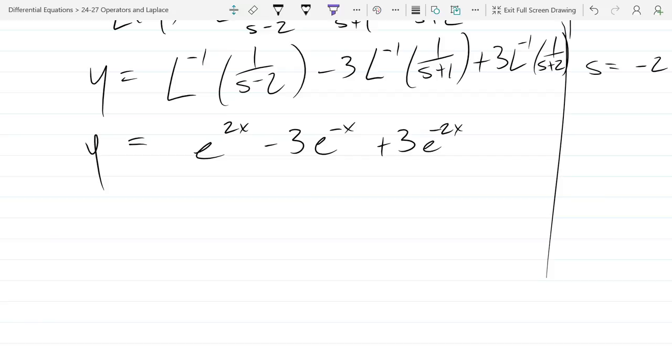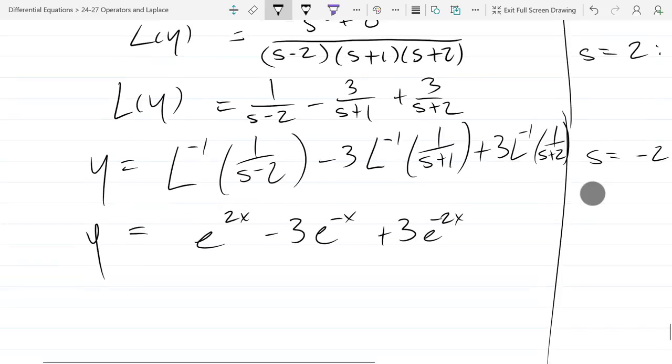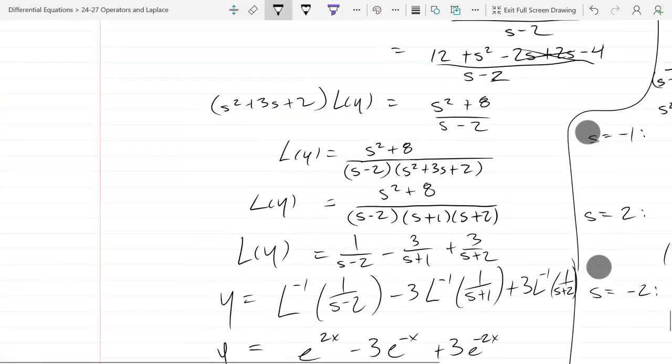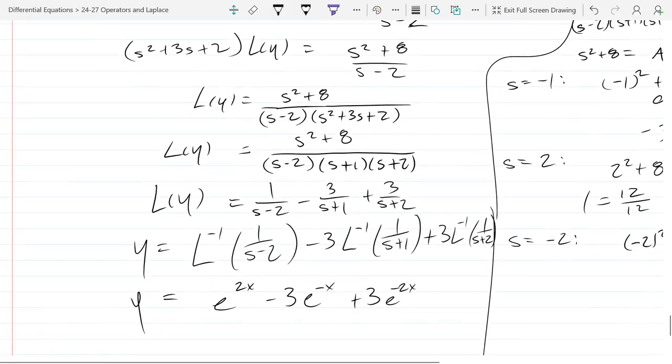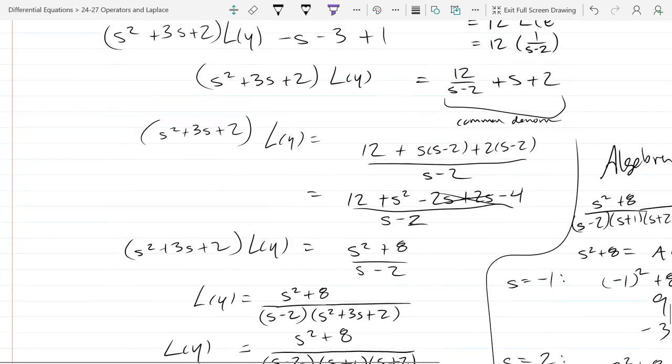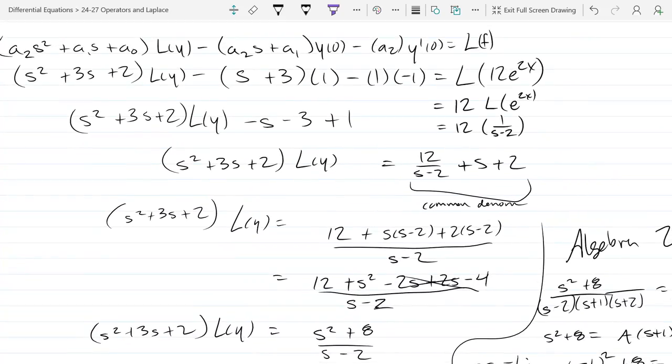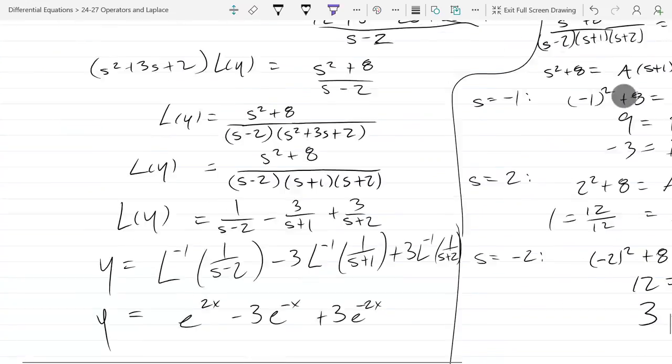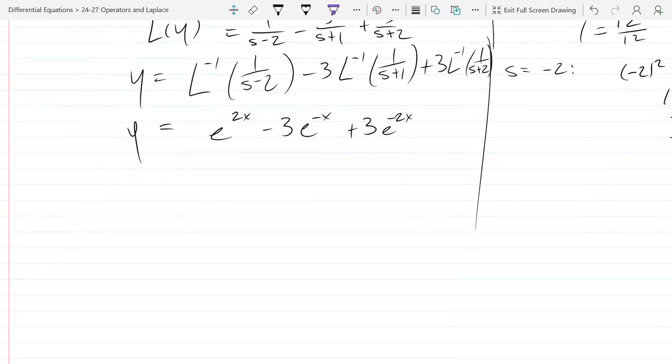Now, of course, looking at this, this is constant coefficient. There's another way we could have solved this as well. Oh no, we took care of the other part. All right, never mind. We took care of that 12e to the 2x part already, so that's already accounted for. So I don't think we have time to get into another problem.